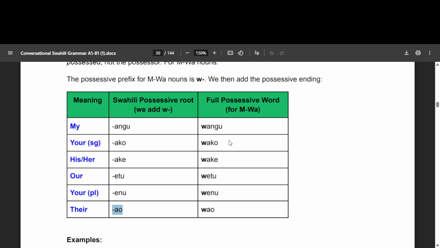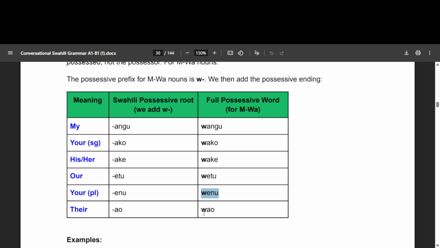Now, my, angu, will add a W and become wangu. Ako will be wako. Ake will be wake. So, wangu means mine. Wako, your. Wake, his or her. Wetu, our. Wenu, your, plural. Wao, their.